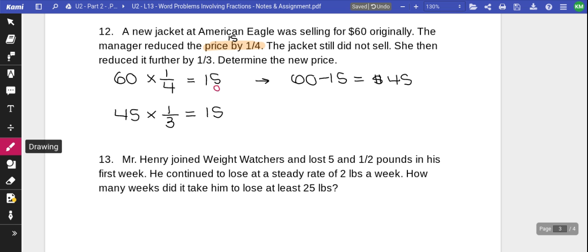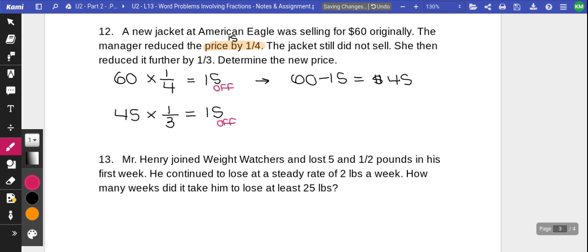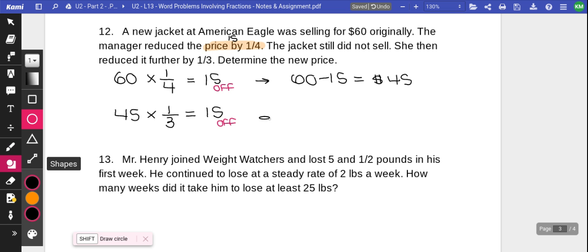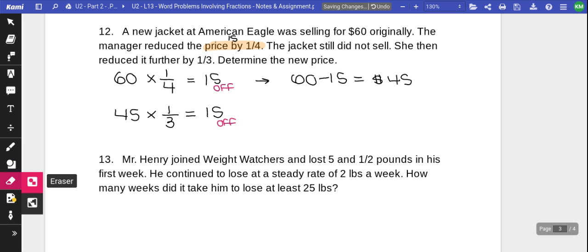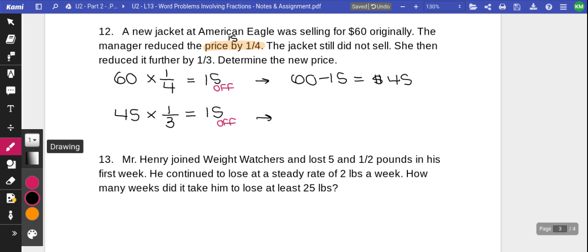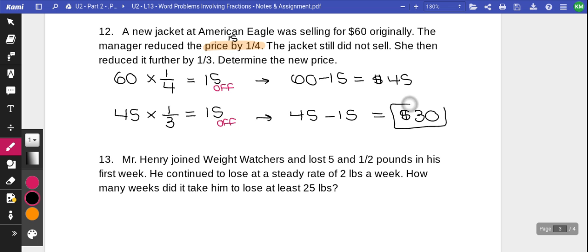Would you agree she took another 15 off? Maybe we even want to write this one was 15 off the first time. Then she took another 15 off it again. So this time, the new price started at 45. Oops. She took another 15 off. How much is the new price tag of that coat? 30. So she took it all the way down to $30.